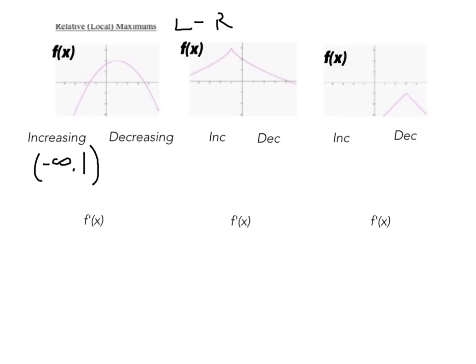Then I would say as soon as I get to 1, I start decreasing. So I would say from 1 to positive infinity, I start to decrease. Again, I'm just saying I walk down. All right, so what does that tell me?